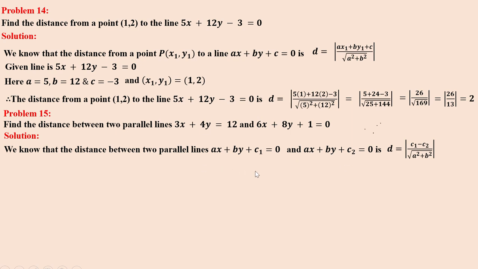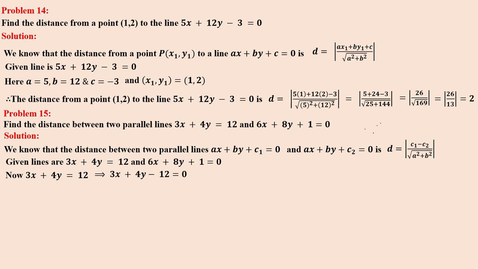So you have to change the given equations into the standard form, right? Given lines are 3x + 4y = 12 and 6x + 8y + 1 = 0. So now 3x + 4y = 12 becomes 3x + 4y - 12 = 0. This is the standard form, right? Then the second equation 6x + 8y + 1 = 0. So take 2 outside, because we need the same ax + by in both equations. So similarly here, change it to 3x + 4y in the second equation. So take 2 as common.